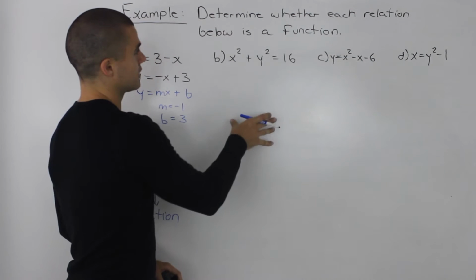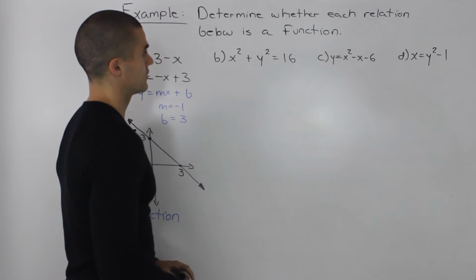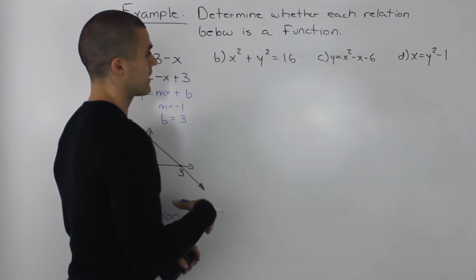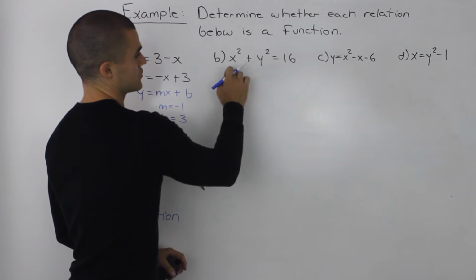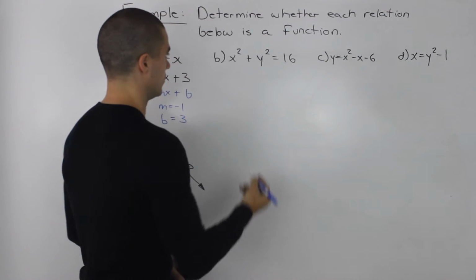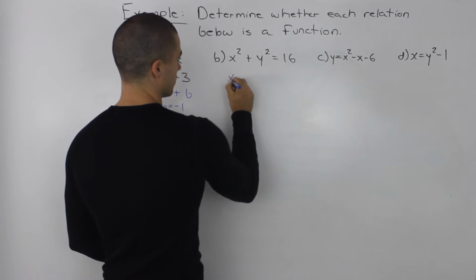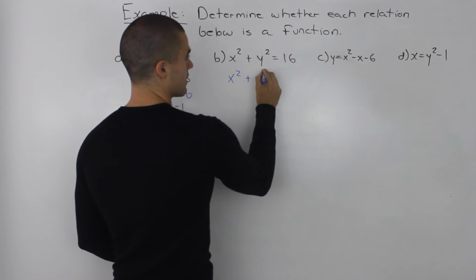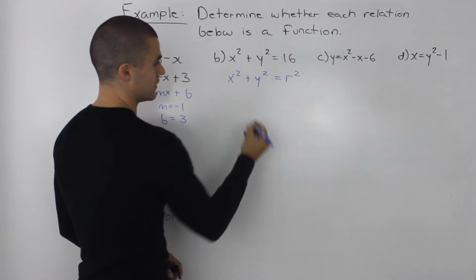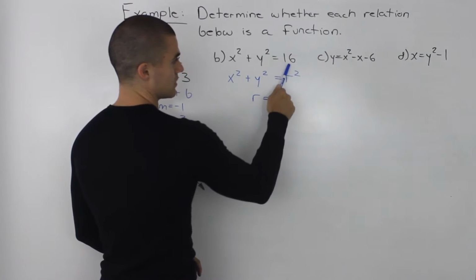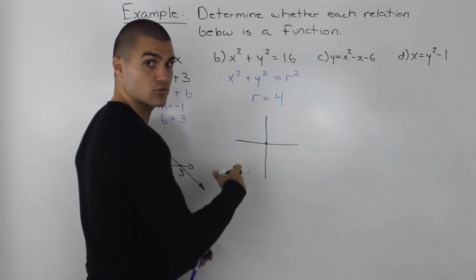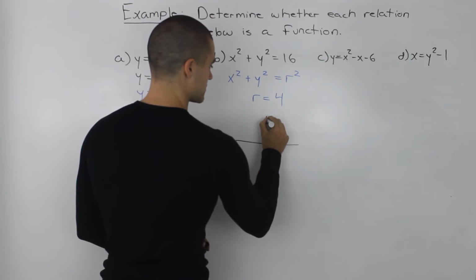Now moving on to the second relation, let's figure out whether it's a function or not. If you recall from grade 10, this here, x squared plus y squared equals 16, represents the equation of a circle, right? Because the general equation of a circle is x squared plus y squared equals r squared, the radius squared. So the radius in this case would be the square root of 16, which is 4. And since the radius is 4, all of the intercepts here would be 4.